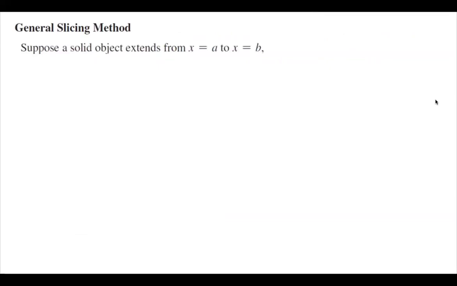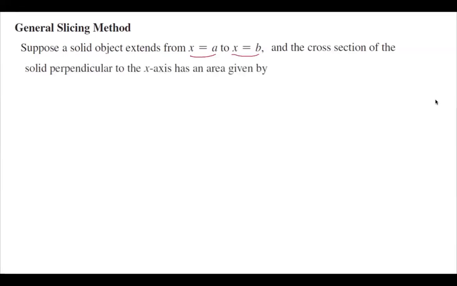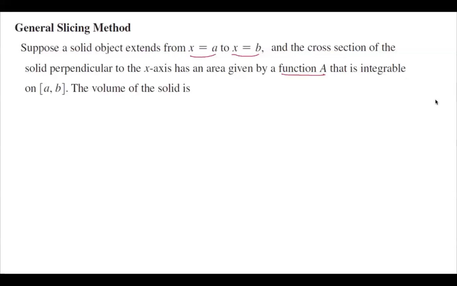Suppose a solid object extends from a to b on the x-axis, and the cross-section of the solid, which is perpendicular to the x-axis, has an area given by a function like A. This function is integrable on this closed interval a to b. Then the volume of the solid is the definite integral of this integrable function. And since we wrote down everything in terms of x, we take the integral with respect to x as x ranges between a to b.